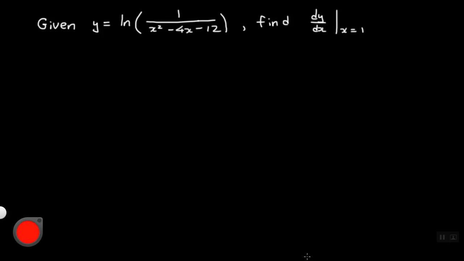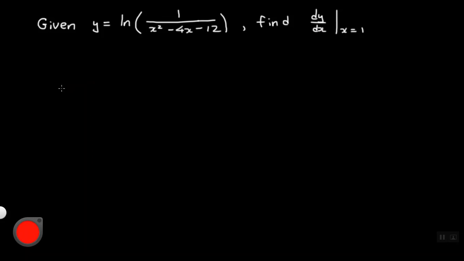Okay, let's look at a harder chain rule problem where we have to differentiate y equals ln of the reciprocal of x squared minus 4x minus 12, and then we have to evaluate that derivative at x equals 1. To start off, we're just going to power through this the hard way so you can appreciate a shortcut I'll show you at the conclusion of this video.